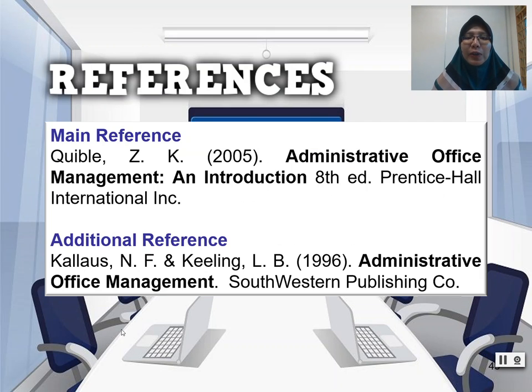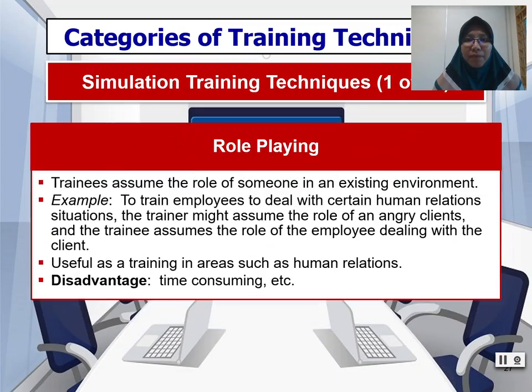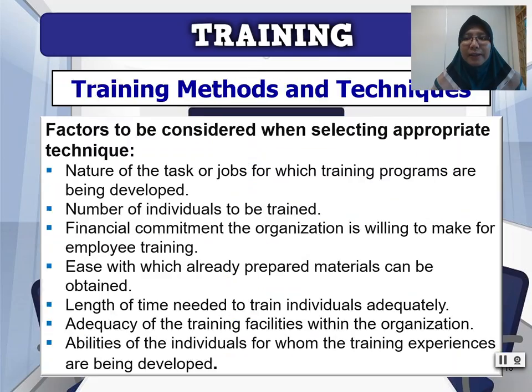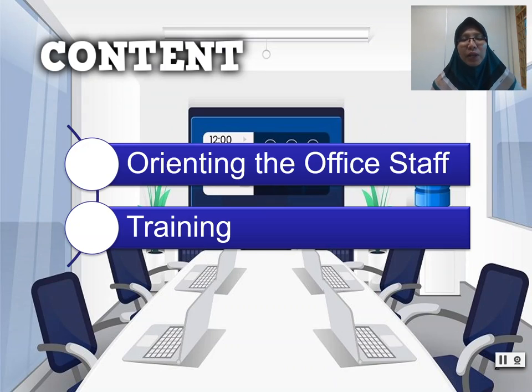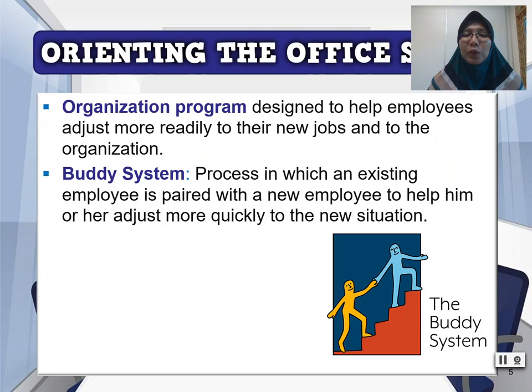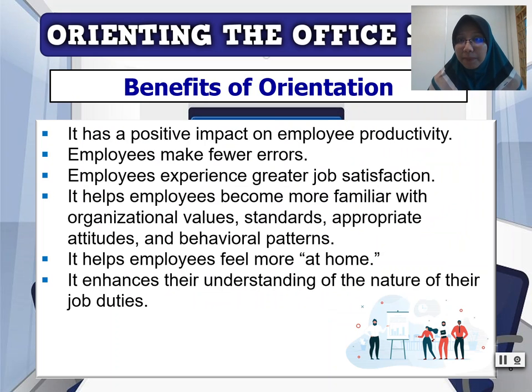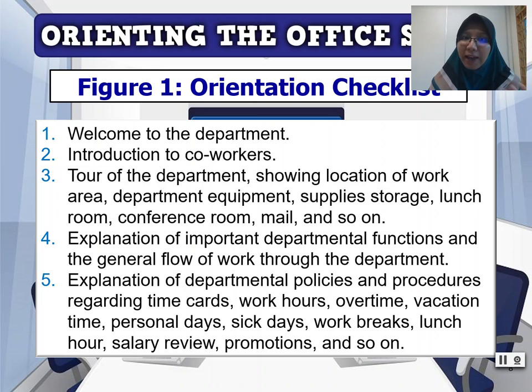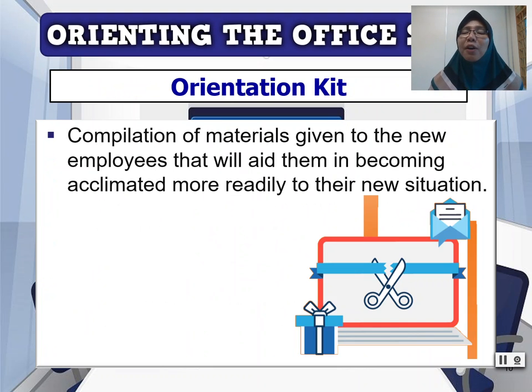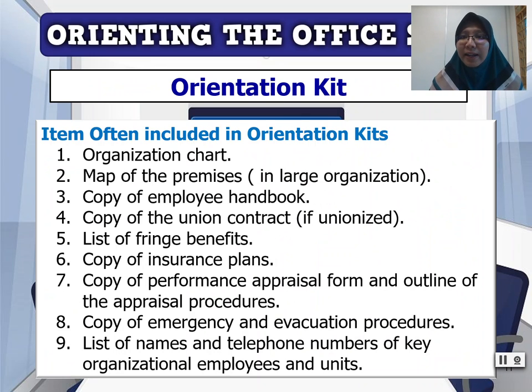Okay, so I'm going to recap. For chapter 7, you need to know that we have learned about orienting and also training. So for orienting, you need to know especially what are the benefits of orientation. The orientation checklist, you have 11 items in the orientation checklist, and you also have the orientation kits. So there are 9 items in the orientation kits.